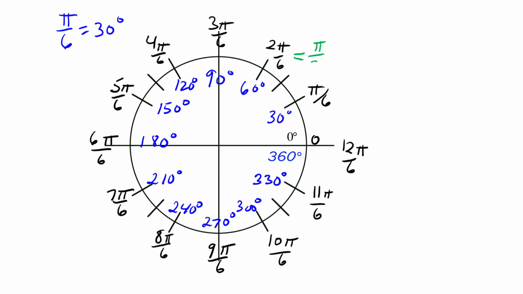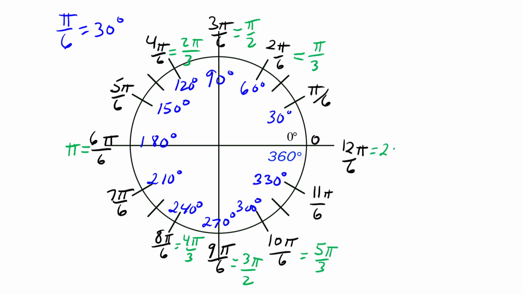Like 2 pi over 6 can be simplified to pi over 3. And 3 pi over 6 is pi over 2. Now, you'll notice that when we get to 5 pi over 6, we didn't simplify. We just simplified at 6 pi over 6 and got pi. And you can see the others being simplified around the unit circle. In fact, 12 pi over 6 is 2 pi.